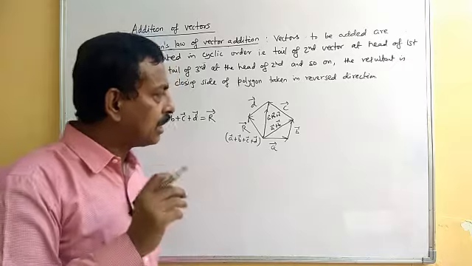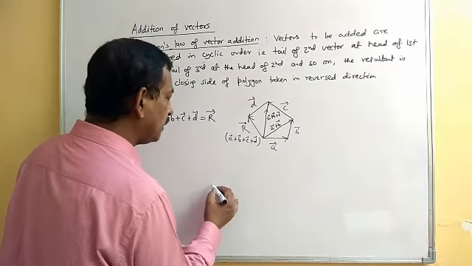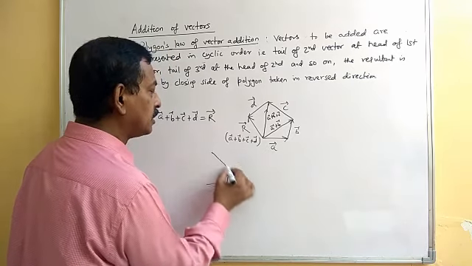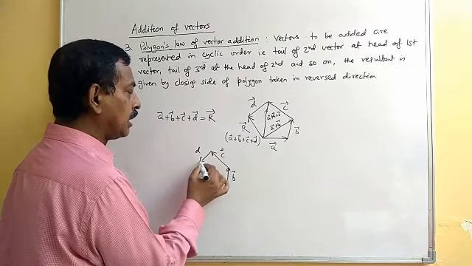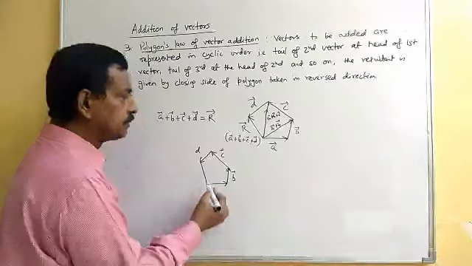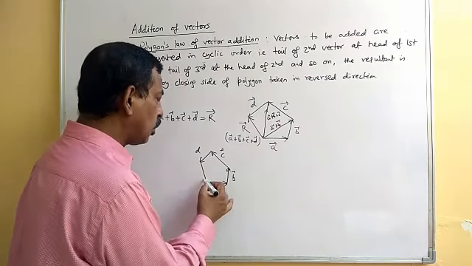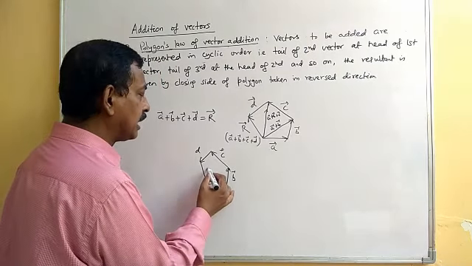There can be another way in which you can prove this one. This is your vector A, this is your vector B, this is suppose your vector C, this is your D. This is the closing side of the polygon. I am taking it in the normal way. That means this I am taking as R dash.